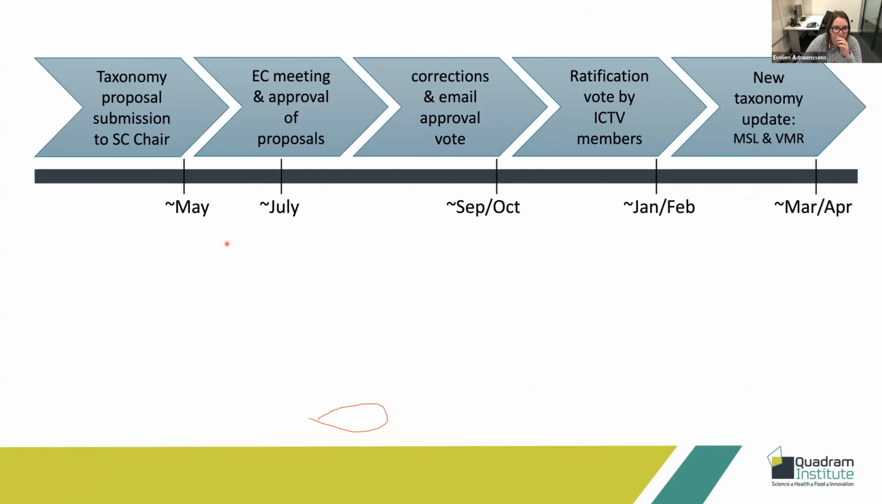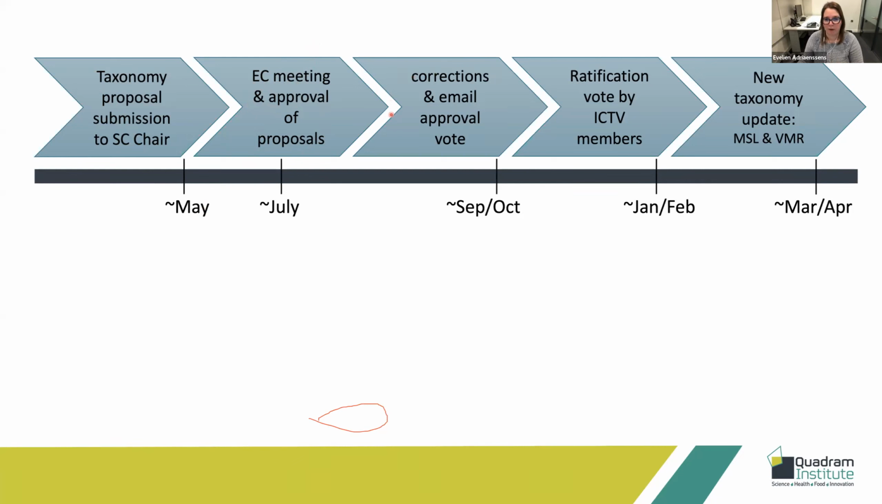Okay, so what's the process that we follow? It's a long process because there are all of these checks and balances built in to make sure that the taxonomy that is created is high quality. Around May, there's a deadline for the submission of taxonomy proposals to your subcommittee chair, which in this case is me. Then there's a meeting of the executive committee, who go through all of the proposals of all of the subcommittees. So phages, archaeoviruses, eukaryotic viruses, single-stranded DNA, double-stranded DNA, RNA, all of these come together and we vote.